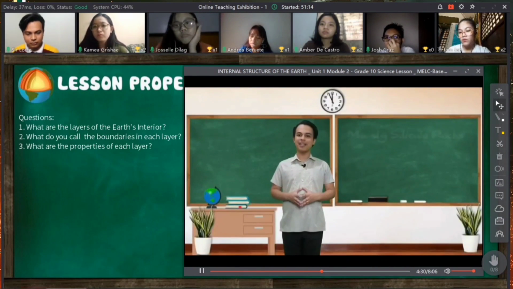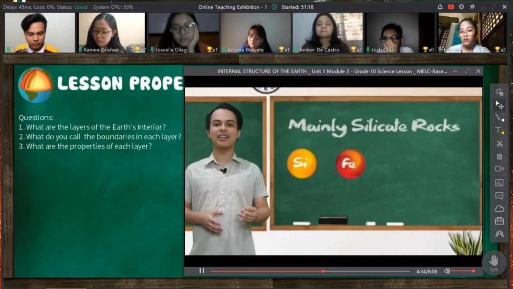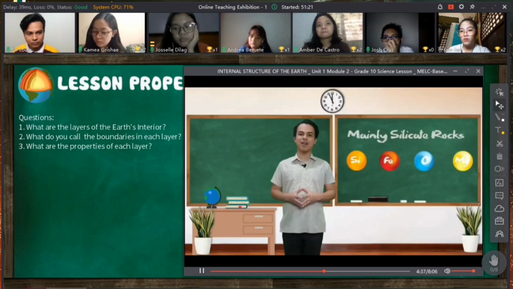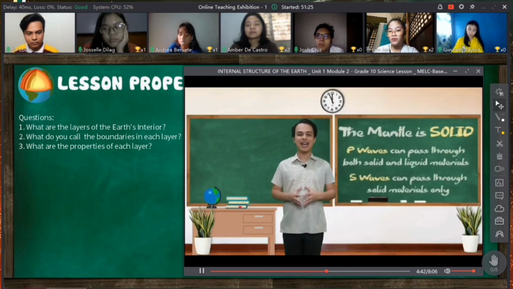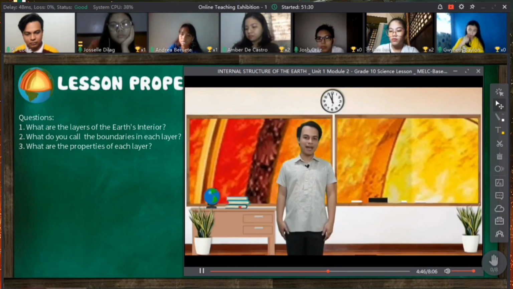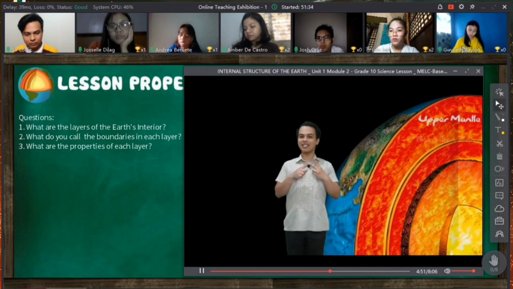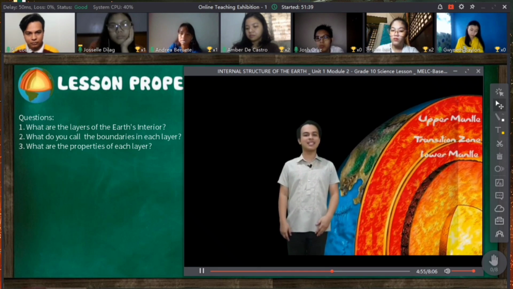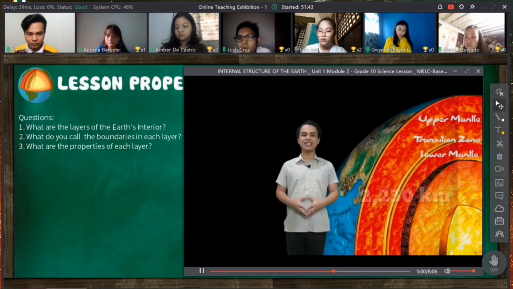The mantle is mainly made up of silicate rocks, specifically ang elements na silicon, iron, oxygen, at magnesium. And contrary to common belief, ang mantle ay solid, since ang S waves at ang P waves can pass through it. Ang mantle ay may tatlong bahagi or regions, ang upper mantle, transition zone, at ang lower mantle. Ang upper mantle ay may thickness na 670 kilometers at ang lower mantle naman ay may thickness na 2,230 kilometers.